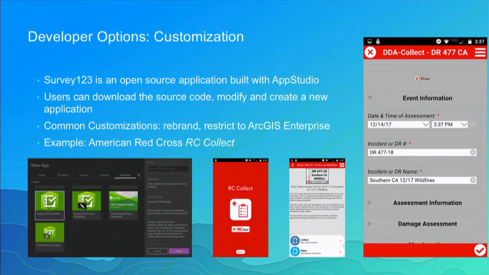Finally, to segue into our next session, Survey123 is available as an open source template. You're able to use App Studio, download the Survey123 source code, make modifications. In Red Cross's case, they wanted it not to be green, they wanted it to be red. And then publish that as its own app. And they also wanted it to work directly with their Red Cross portal, not ArcGIS Online. So it's available for you to do that. And Jason, in the next session, extending Survey123, as well as Erwin, another App Studio developer, will show how you can get started.